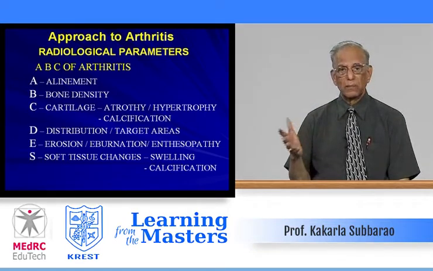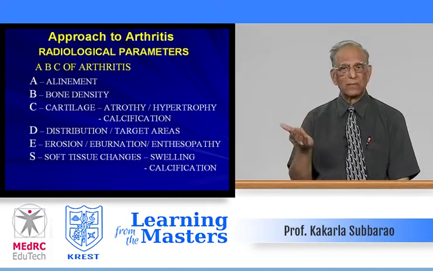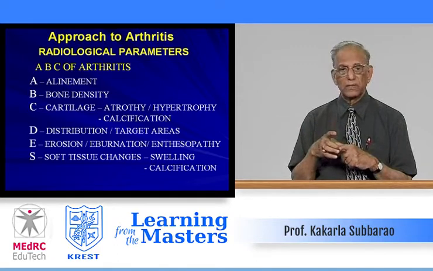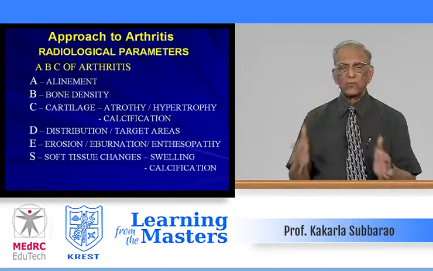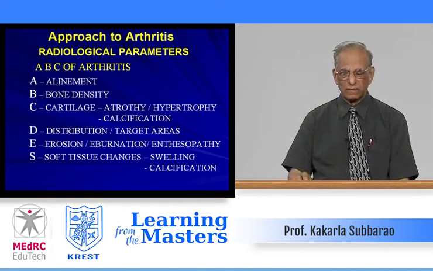E represents erosions, or eburnation, or enthesopathy. Eburnation is sclerosis, entirely opposite of erosion. Erosion is excavation of the margins, articular margins. And enthesopathy, production of osteophyte. And S, soft tissue changes. Is there a swelling? If it is a swelling, is it symmetrical swelling or asymmetrical swelling? If there is a swelling, is there any calcification or even ossification? These are the various parameters. If you keep them in mind, in a computerized fashion, immediately the diagnosis flashes.